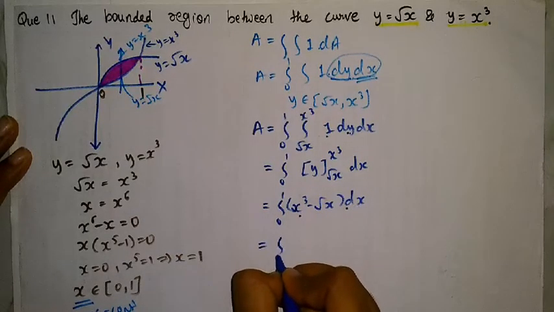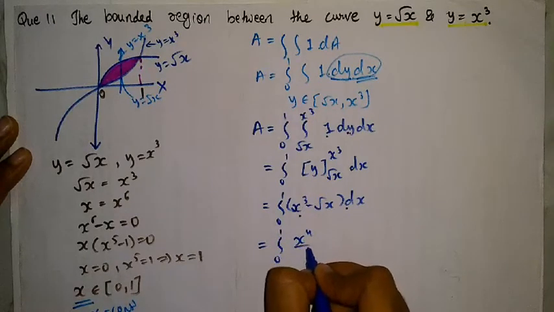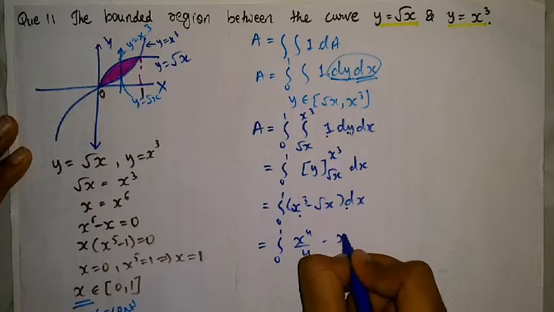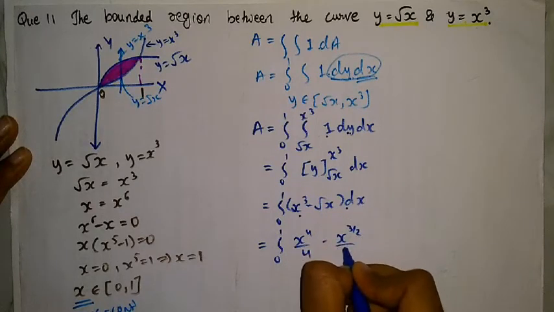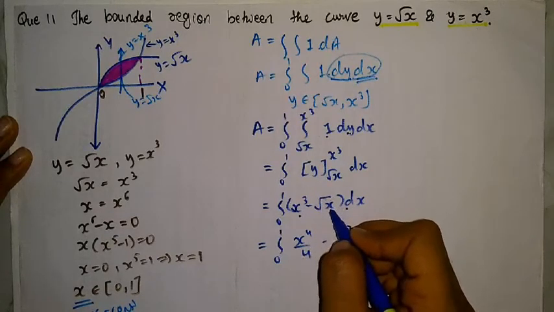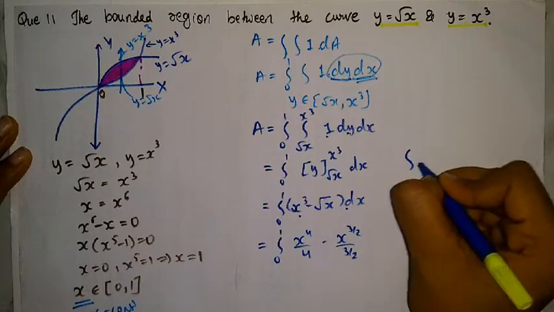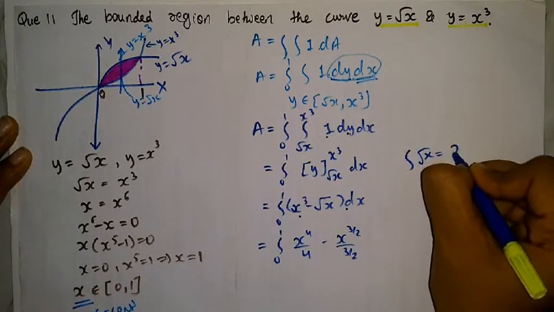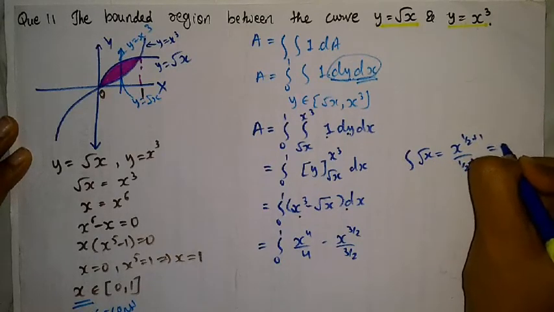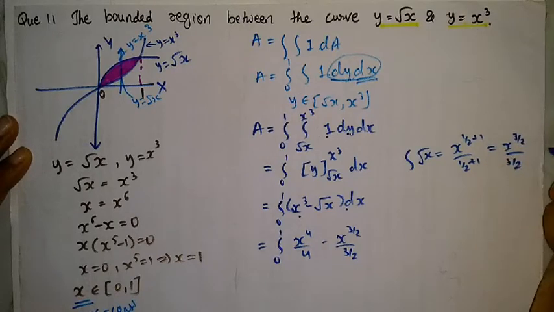That is equal to integration from 0 to 1. Integration of x cube is x raised to 4 by 4, minus integration of root x, which is x raised to 3 by 2 upon 3 by 2. How? Let me show you. Integration of root x is x raised to 1 by 2 plus 1 upon 1 by 2 plus 1, that is equal to x raised to 3 by 2 upon 3 by 2.